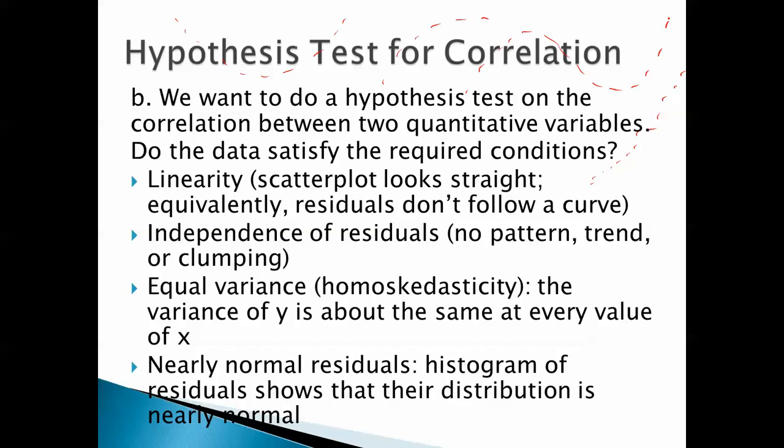Independence of residuals: no pattern, no trend, no clumping. Equal variance, homoskedasticity, the longest word we've seen this semester. That means the variance of y is about the same at every value of x. So you don't want the pattern of residuals to look like this, the fan pattern, where the variance is pretty small for small values of x, and the variance of y increases for large values of x. And you want nearly normal residuals. A histogram of the residuals should show that their distribution is nearly normal.